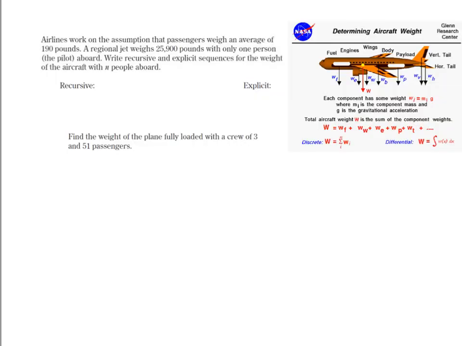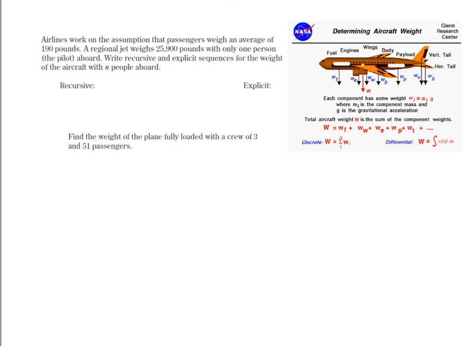Now, while arithmetic sequences are extremely important, especially in the ever controversial topic of boxes of macaroni and cheese, please understand it does have much more important real-world application as well. And here's the question that you need to solve. Airlines work on the assumption that passengers weigh on average 190 pounds. Very interesting. They're assuming on average your typical flyer is going to weigh 190 pounds. A regional jet weighs 25,900 pounds with only one person, the pilot, aboard.